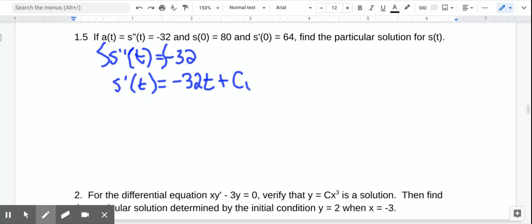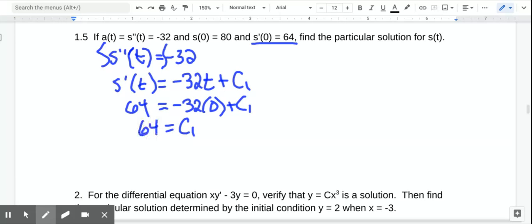Now, I can solve for this because I also know that if you plug in 0 into the first derivative, we should get 64. So this tells me that c1 is 64. So that means the first derivative is actually negative 32t plus 64.